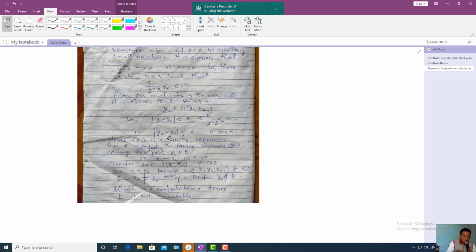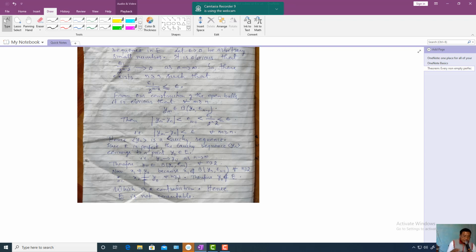Okay, the second element x2 is not a member of the second open ball. Where is the second open ball? The second open ball has center y3 and radius epsilon 2. In that open ball, by our construction, x2, which is equal to y2, is not a member of that open ball. So in that open ball, y naught is there, but x2 is not there. Therefore x2 cannot be equal to y naught.